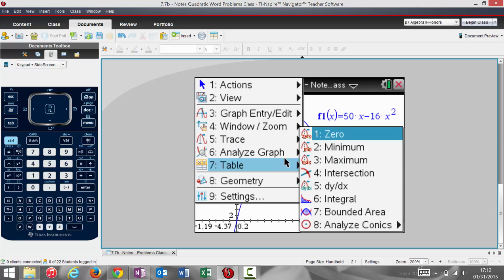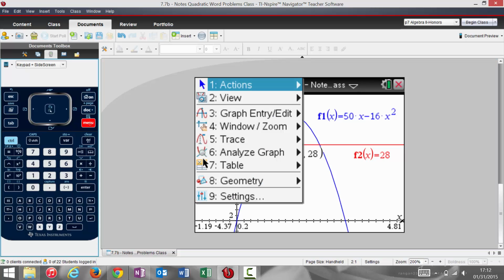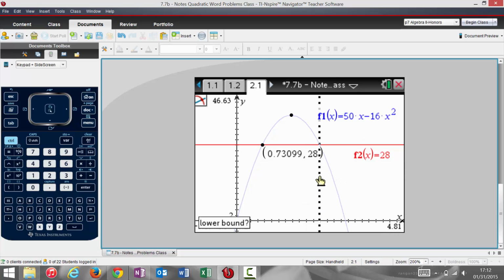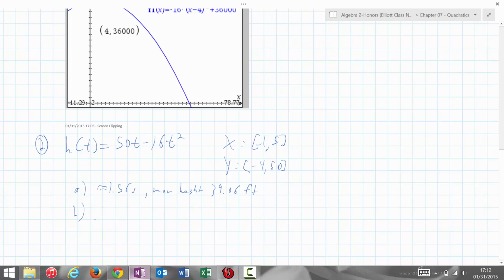Well, let's do an intersection. Analyze graph, intersection. Again, left, right. And then I'm going to do the same thing. Menu, analyze graph, intersection, and we're going to do it right here. And I'm going to move this label out of the way so I can read these two things. And this happens at two places, at 0.73 seconds and at 2.40 seconds. So I'm going to say at 0.73 seconds and 2.40 seconds.